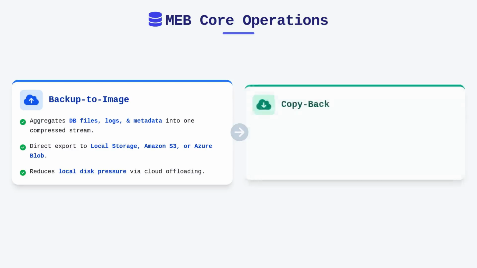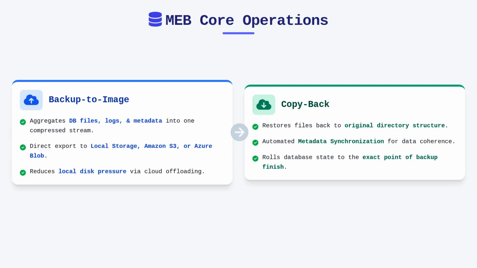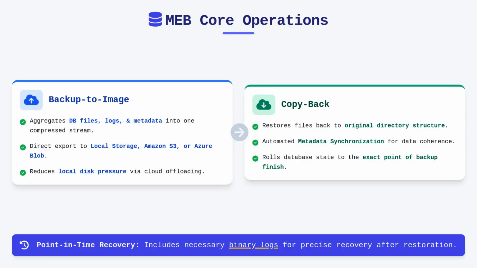Once an archive is created, the copy-back operation allows us to restore those files back to the database directory structure, effectively rolling the state of the database to the point when the backup was finished. During this restore process, MEB automatically handles the metadata synchronization, ensuring that the data dictionary remains coherent with the restored files. It is important to note that physical backups captured by MEB also include the necessary binary logs to facilitate point-in-time recovery after the restore operation concludes.